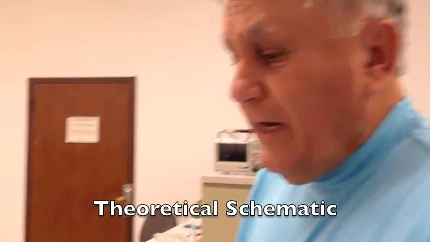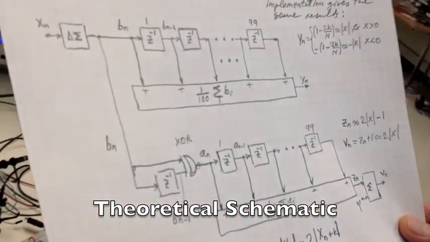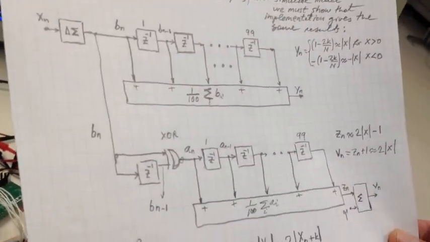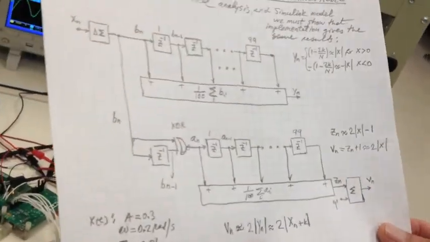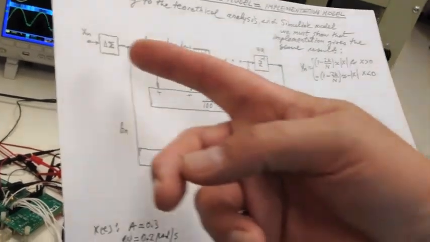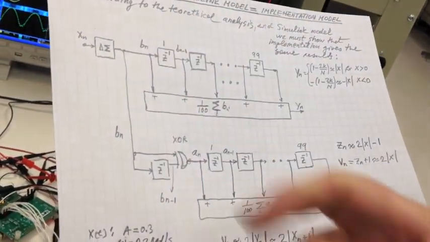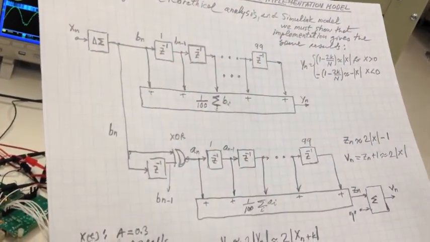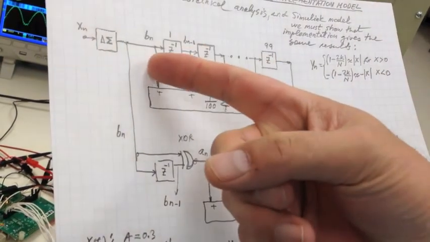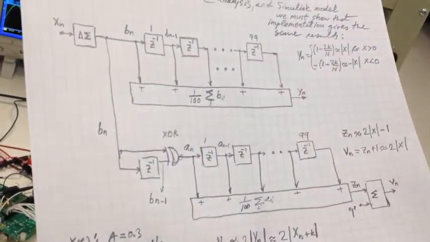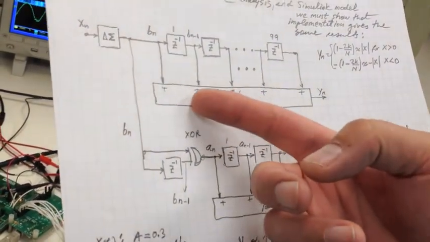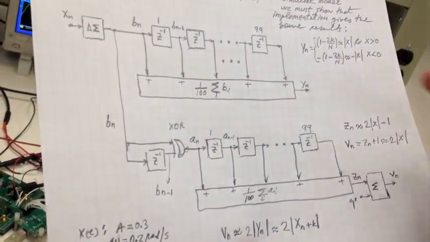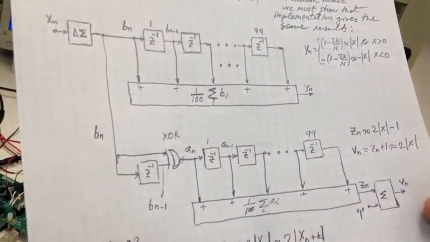Here is the simulation and implementation diagram of a rectifier with a finite impulse response filter which has uniform coefficients. First we have the sigma delta modulator, with the analog signal that has to be rectified. Then we have the delta sigma demodulator, which is nothing more than a finite impulse response filter of length 100 bits.